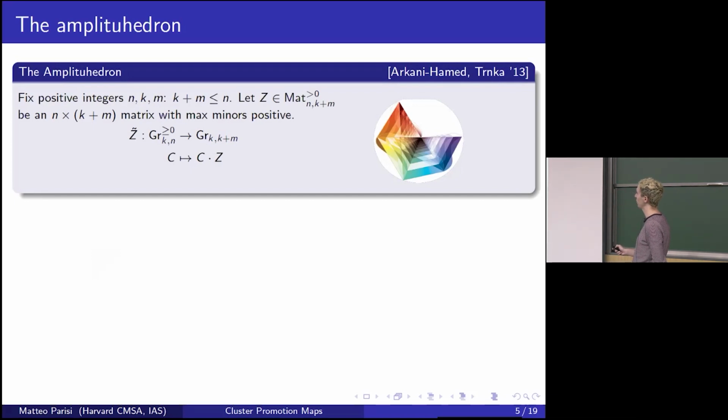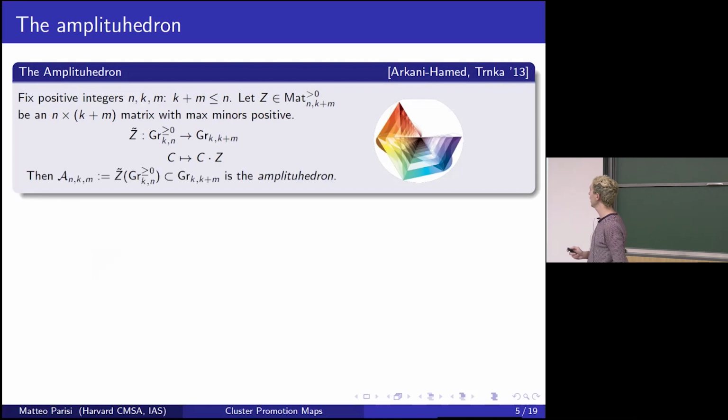So if we have an element of a positive Grassmannian, we right multiply it by the matrix Z that we fixed, and we get an element in a smaller Grassmannian k comma k plus m. And the image of this Z tilde map of the positive Grassmannian is the amplituhedron.